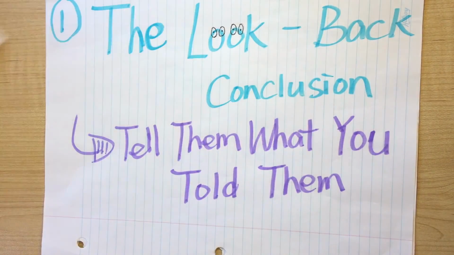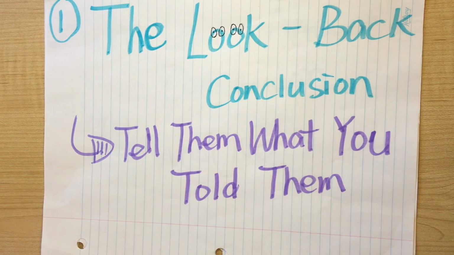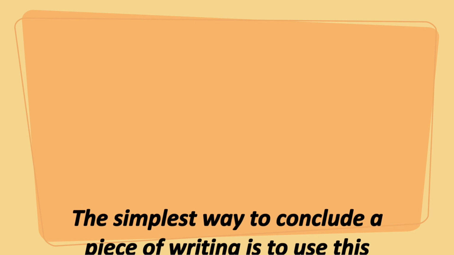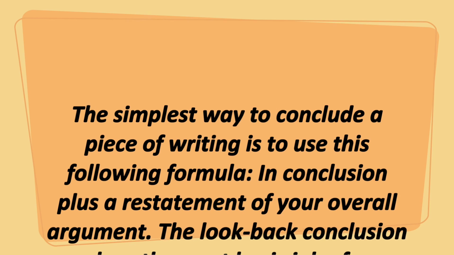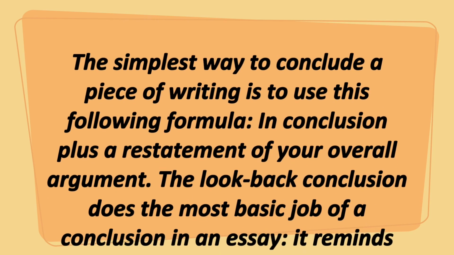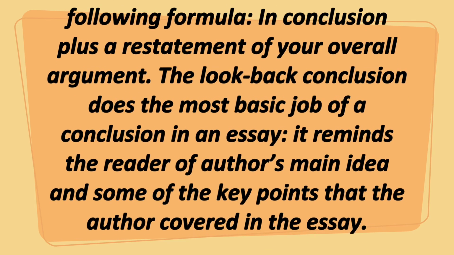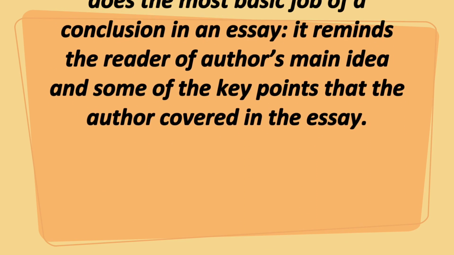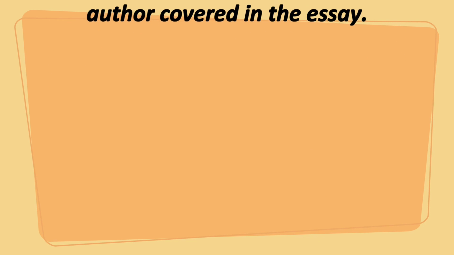The first type of conclusion is called the look-back conclusion, which means that the author needs to tell them what he told them. The simplest way to conclude a piece of writing is to use the following formula: In conclusion, plus a restatement of the overall argument. The look-back conclusion does the most basic job of a conclusion in an essay. It reminds the reader of the author's main idea and some of the key points that the author covered in the essay.